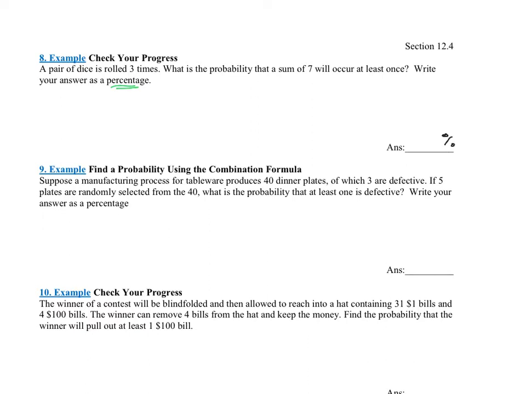I'm going to look at this, and it says the number of times is 3 times, so that means n equals 3 in this formula. And I know I'm doing that because I have that at least once. So the probability of at least once getting a 7 is going to be equal to 1 minus the probability of not getting a 7 raised to the number of times that we do the event. We're doing this 3 times, so we're going to raise it to the third power.